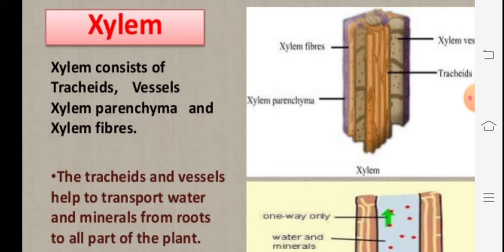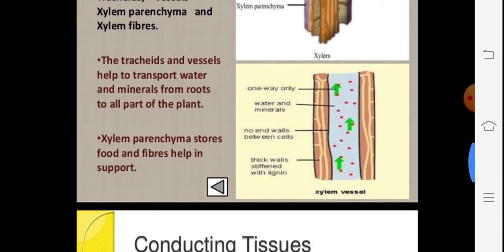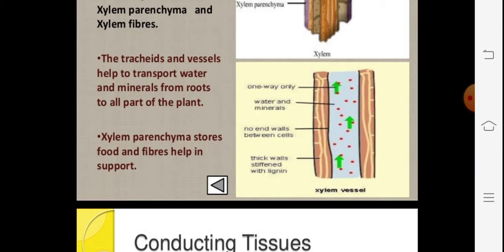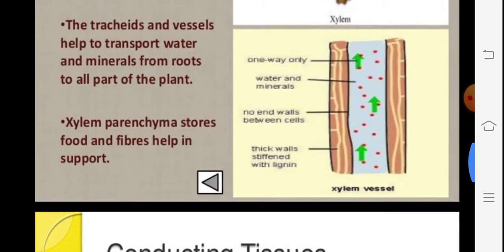So we are also observing it in the functions of this mechanical tissue. You see the xylem vessels, tracheids, xylem fibers and xylem parenchyma. So it is the LS. Then the tracheids. Tracheids and vessels generally help to transport the water and the minerals from root to all parts of the plants. And xylem parenchyma stores the food and the fiber helps for the support.